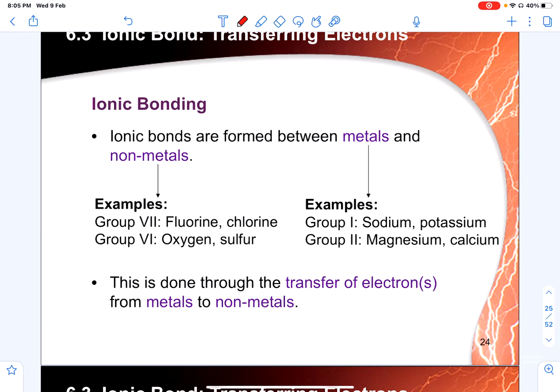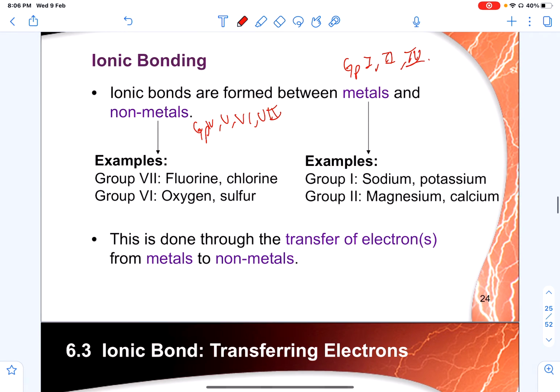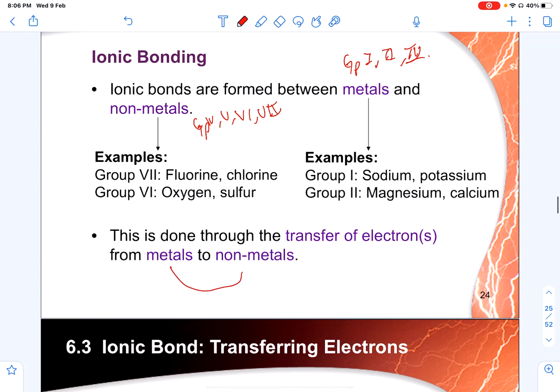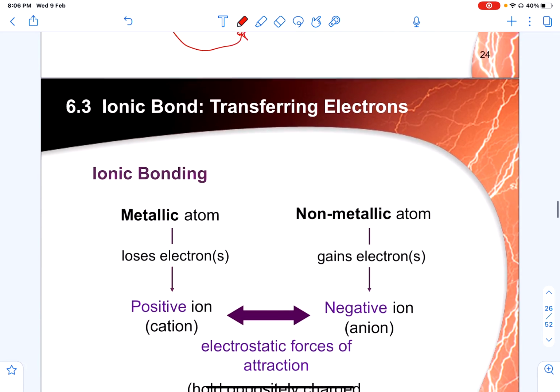So metals tend to be from group 1, 2, 3 of the periodic table, whereas non-metals are group 4, 5, 6, and 7. Okay. And this is usually done through the transfer of electrons, generally from the metals to non-metals. That is why we tend to put metals first in terms of naming, then followed by the non-metal.